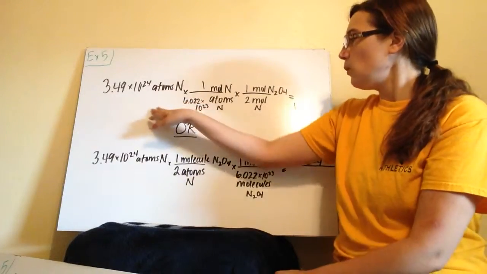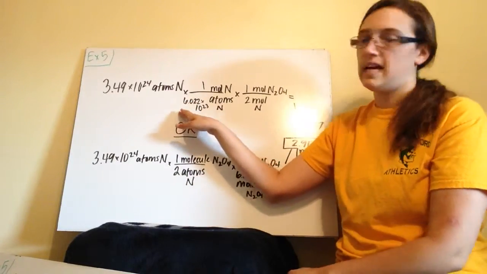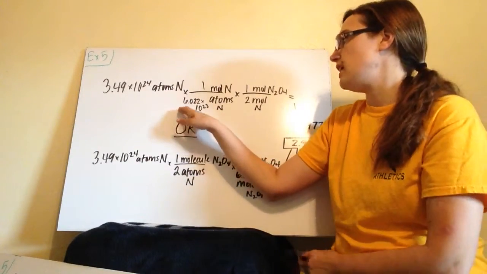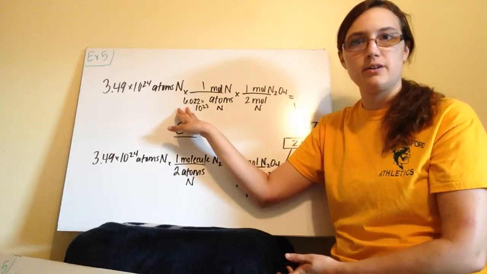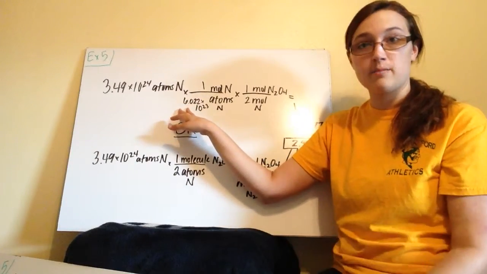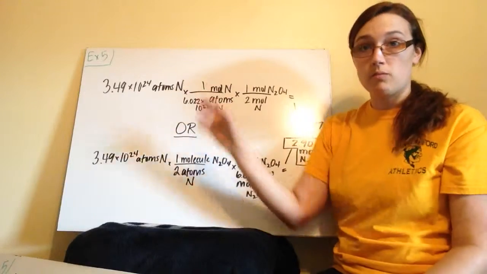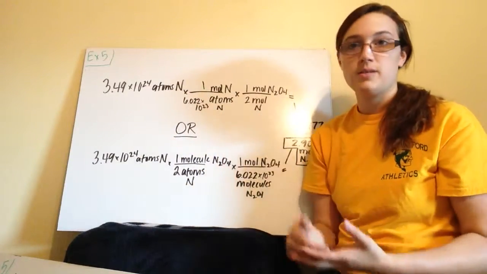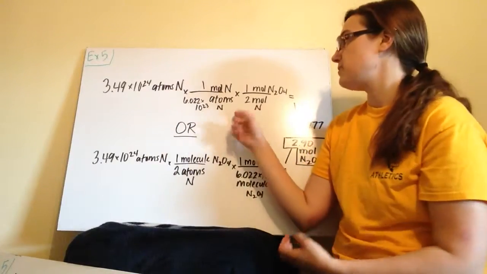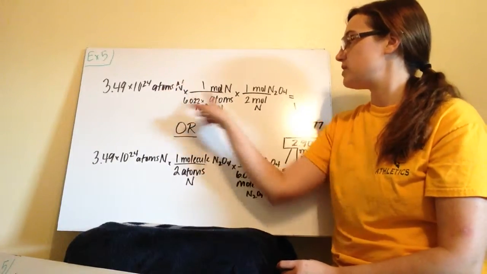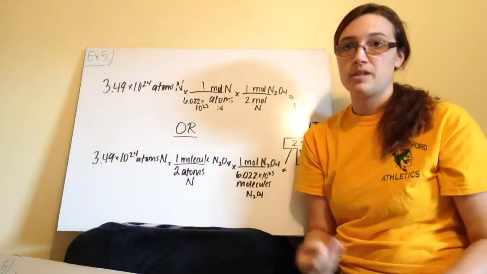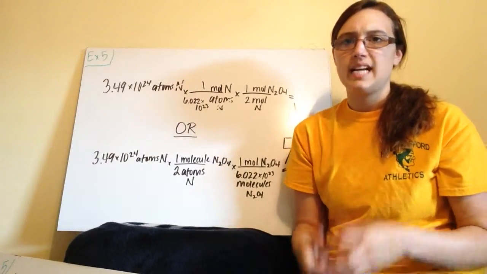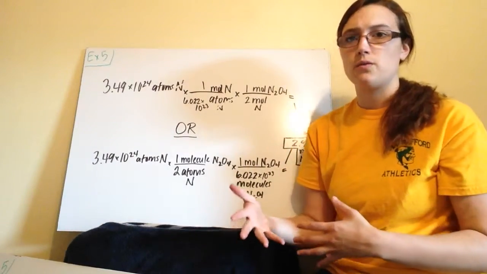Now, when I worked through it, I said, well, I know that Avogadro's number, 6.022 times 10 to the 23rd atoms of N, would give me 1 mole of N. So I went initially from atoms of nitrogen to moles of nitrogen. So that's what I did here. My atoms of N cancel. Now I'm at moles of N. Now I know that I need to get to moles of N2O4.